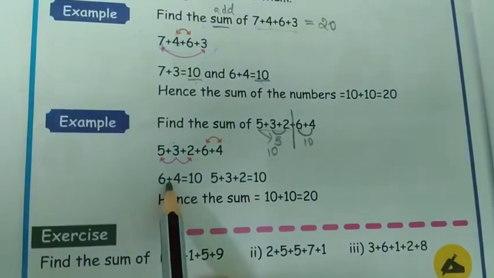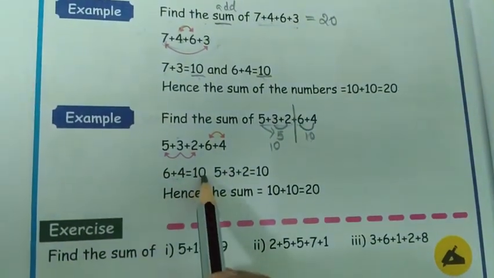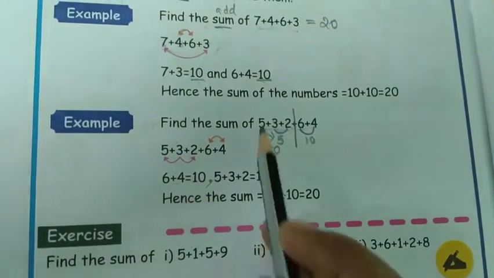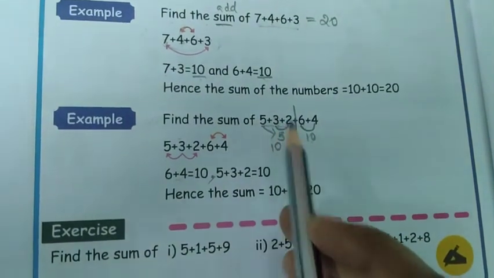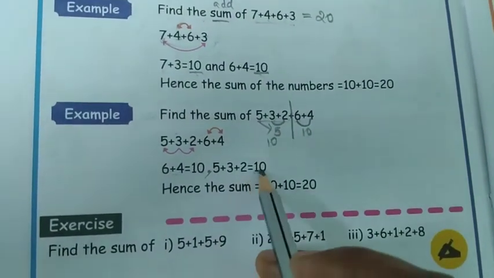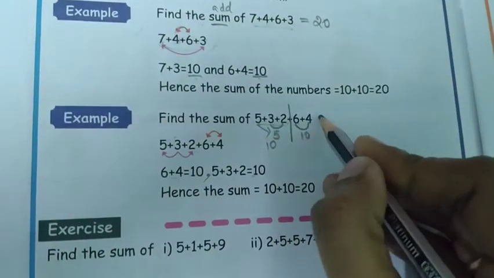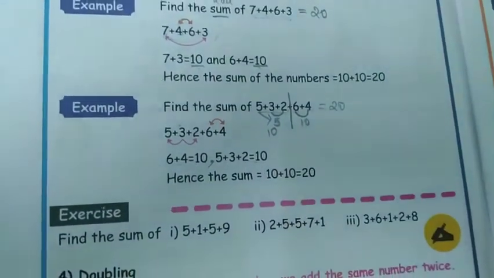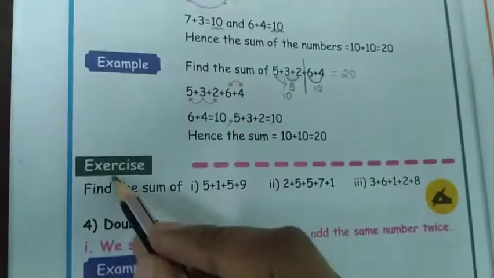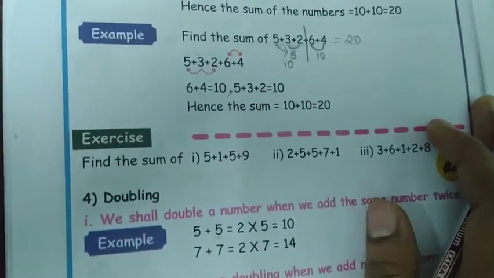Now these 3 numbers give 10 and these 2 numbers give 10. So here see, 6 plus 4 equal to 10, comma, 5 plus 3 plus 2 equal to 10. Now 10 plus 10 equal to 20. Now what is the sum of these numbers? What is the answer? 20. Okay, wow.